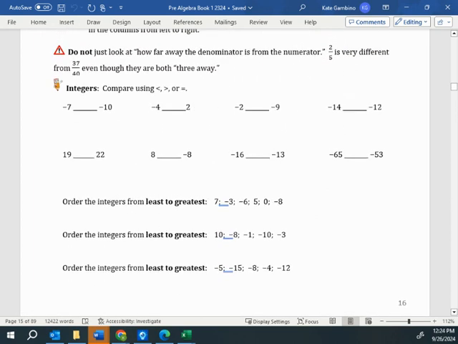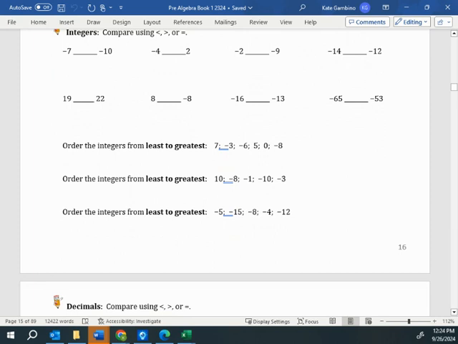Towards the bottom of our page, we have just comparing our integers. You're going to use the less than, greater than, or equal sign. So you're going to put it in. -7 compared to -10. What would I put? I'm going to put the greater than sign, because I'm always comparing the left to the right. -7 is a bigger number than -10. So that's all you have to do, is put the correct symbol in.